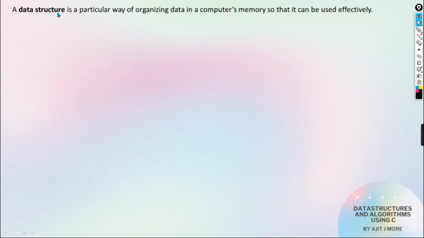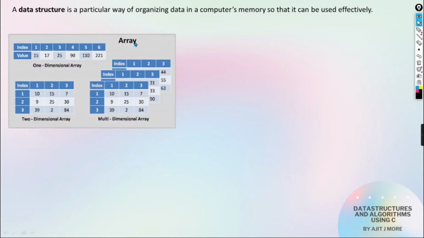Let's list a few data structures. First, an example is the array. An array is basically a collection of homogeneous elements. Homogeneous means all the elements have the same data type, meaning they all belong to a similar category. Values can be different, but the category is the same, like all integers, all characters, all strings, or all floats. So array is one type of data structure.